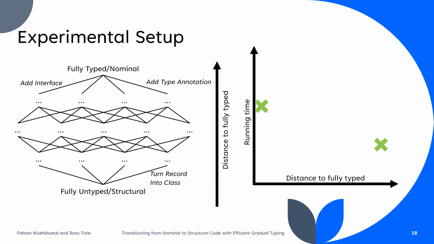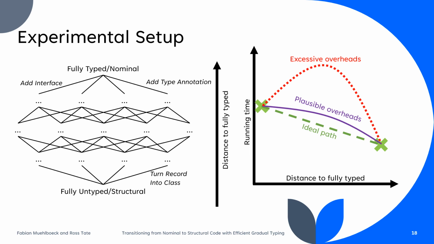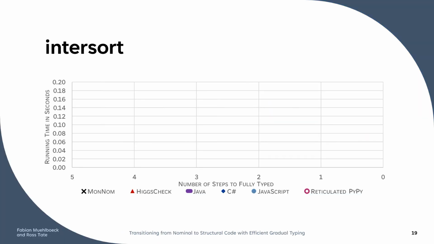Ideally, type annotations enable optimizations, making the program faster as we get closer to the fully typed program. However, we also need to insert runtime type checks whenever typed and untyped code are mixed, so we can expect some overheads in intermediate configurations. In previous work, these overheads have sometimes become quite excessive, with intermediate programs taking several times the running time of the fully untyped program. Now to our benchmarks.